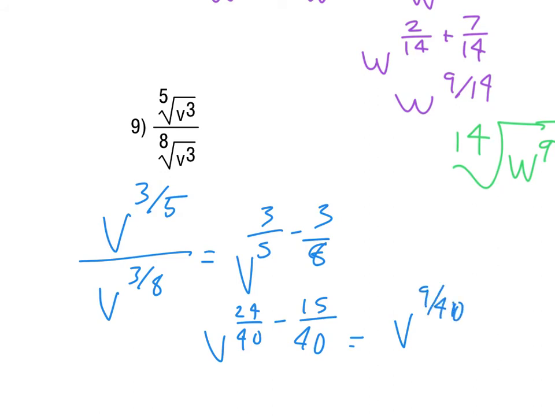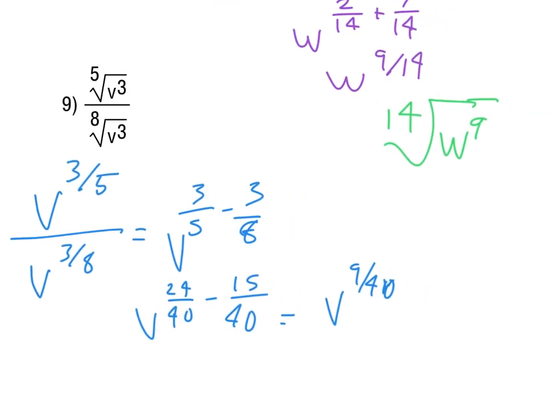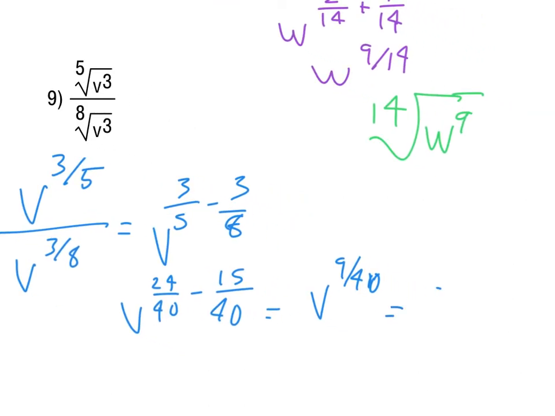And again, they didn't tell us to write our answer as a rational exponent, and we started with a radical, so we should end that way. So let's say 40th root of v to the 9th power for that.